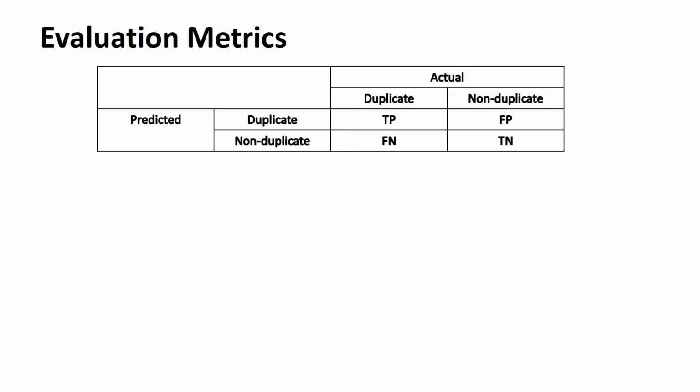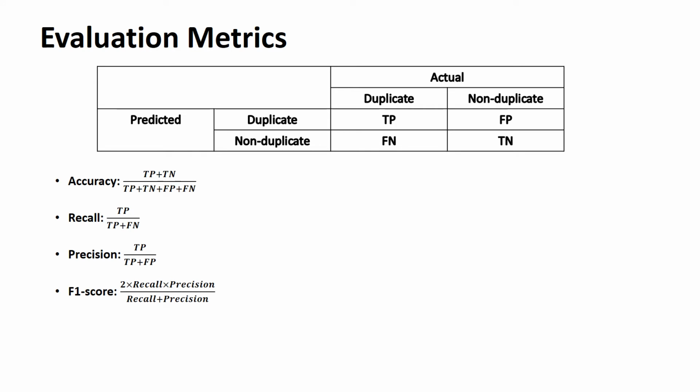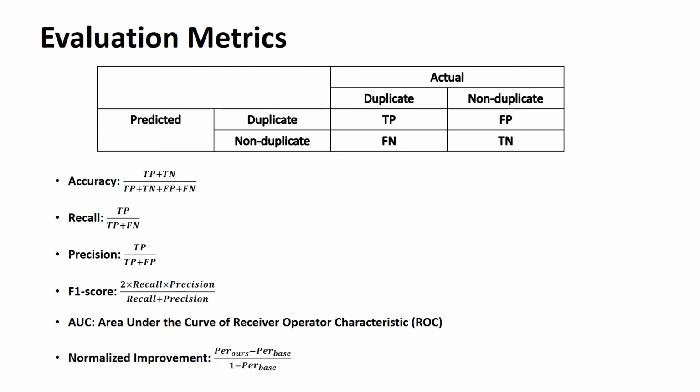We use the confusion matrix as a basis for calculating our evaluation metrics. Then we calculate accuracy, recall, precision, F1 scores, and AUC. Because the performance of baseline is already very good, when comparing the performance of our approach with the baselines, we calculate the normalized improvement, which indicates the room for improvement.